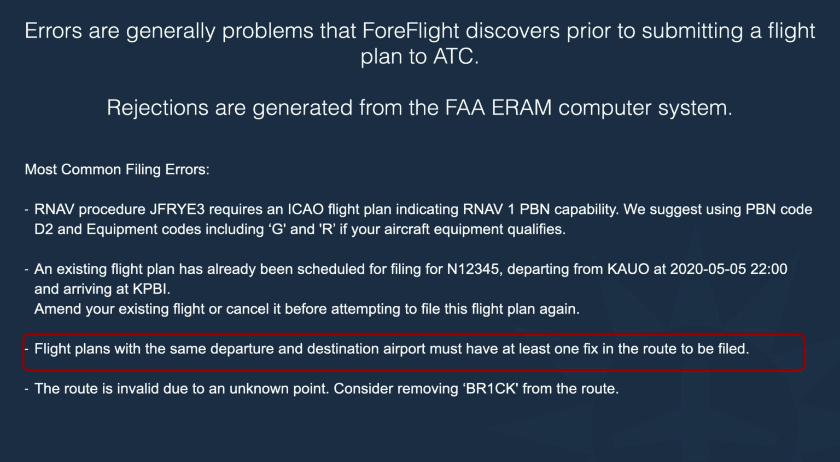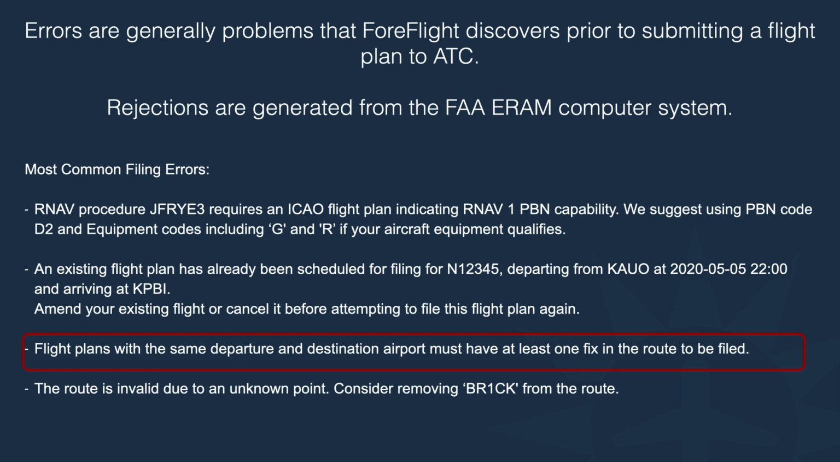Next up, flight plans with the same departure and destination airport must have at least one fix in the route to be filed. Okay, so this one, you are on a training flight. You're doing a round robin to and from the same airport. You need to have at least one fix in the route field to successfully file. All you have to do is enter a waypoint into the route field, file it again, and it'll go through just fine.